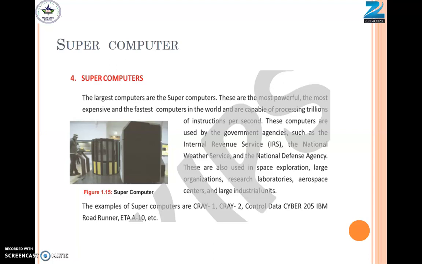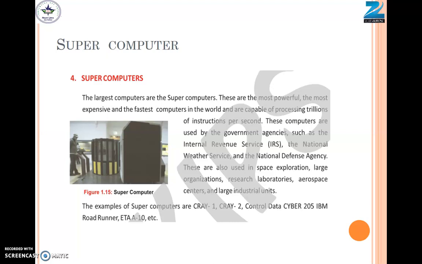Next, supercomputers. The largest computers are the supercomputers. These are the most powerful, the most expensive, and the fastest computers in the world, and are capable of processing trillions of instructions per second.